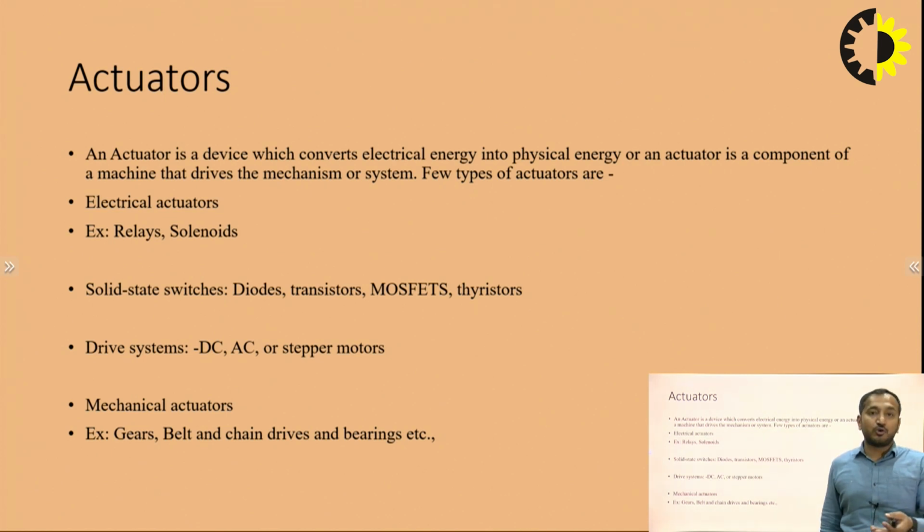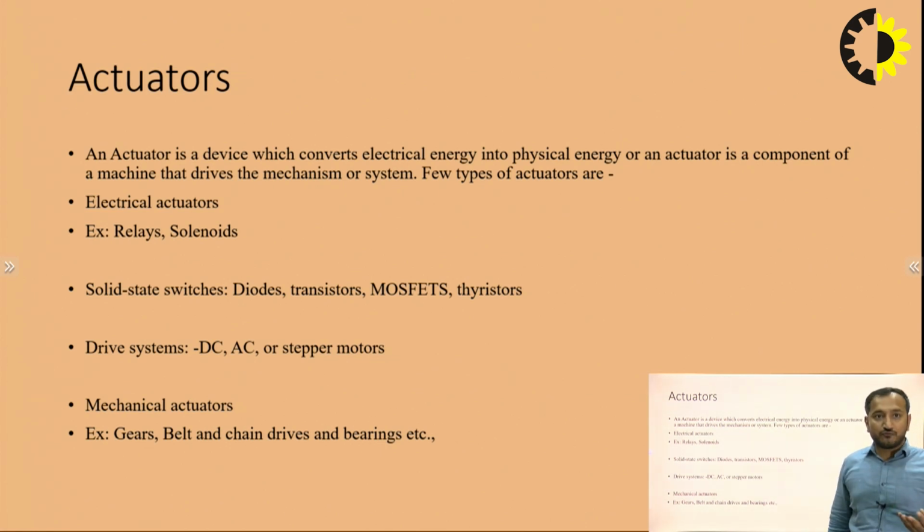Take the example of an industrial robotic arm. If I want to move the arm of an industrial robotic arm, there has to be a motor attached to it. The rotation of the motor controls the movement of the whole arm, like from this point to this point. So at a joint, there is a motor attached, and on the shaft of the motor, we attach it in such a way that it helps in the motion of the arm. So this is what an electrical actuator is all about. It is a component of a machine which helps to drive the mechanism or system.